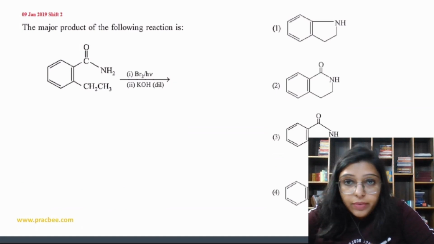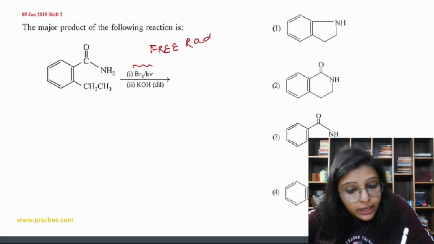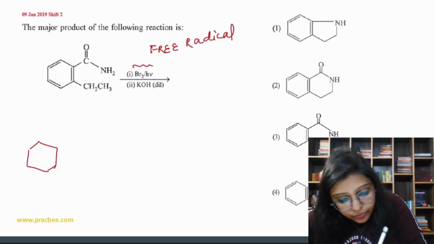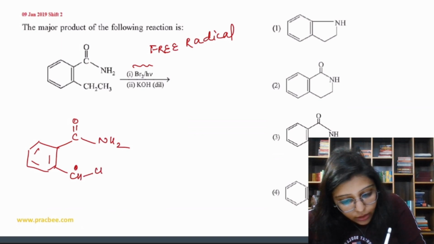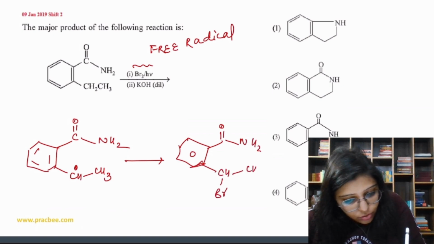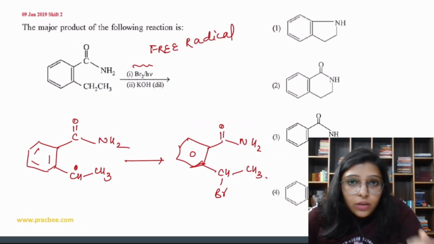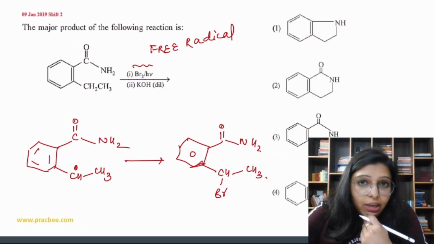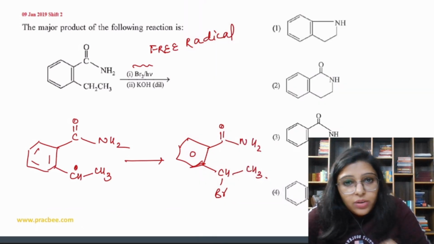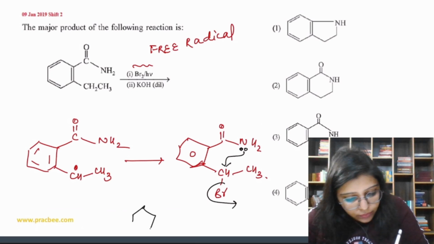The major product of the following reactions. Fine. Br2, h nu. Free radical. We have to do free radical. So, with double bond O NH2, obviously we are going to form a free radical over here. So at this position we get CHBr and CH3. Now we have dilute KOH. But the point is that intramolecular attack is always faster. So this nitrogen attacks over here and Br leaves.